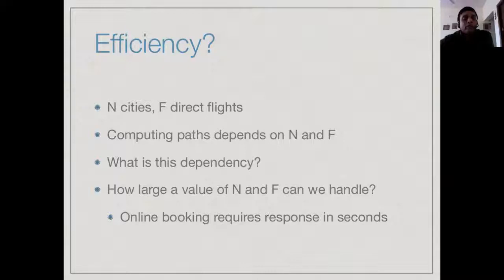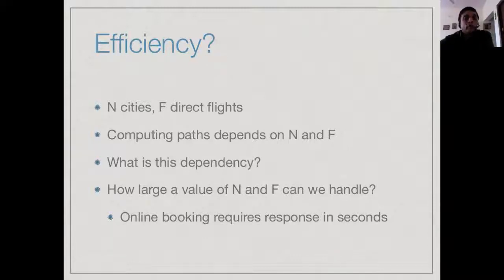The other question which determines how complex the network is, is how many direct flights there are. Obviously, if there are fewer flights, there are fewer places which can be connected, and we have to explore fewer possibilities. So from this, it follows that computing the paths depends on both n and f. So we will not have an algorithm which will always take, say, 20 steps. It will have to depend on some number of steps depending on n and f.